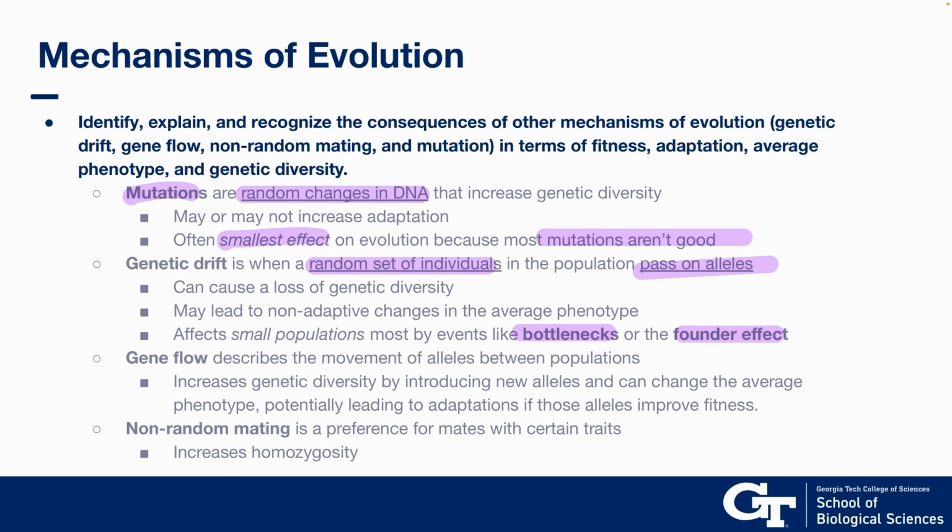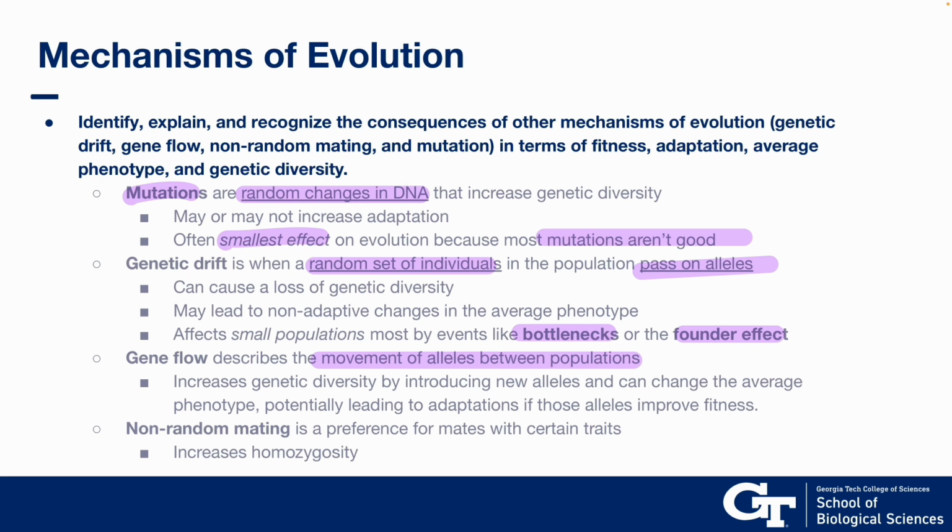Now, gene flow, the best way to think of this is like migration, like you're flowing down a river, because it's the movement of alleles between populations. So, for example, you completely join a new population, and now your traits are in the gene pool, and you start passing them down. That's gene flow.